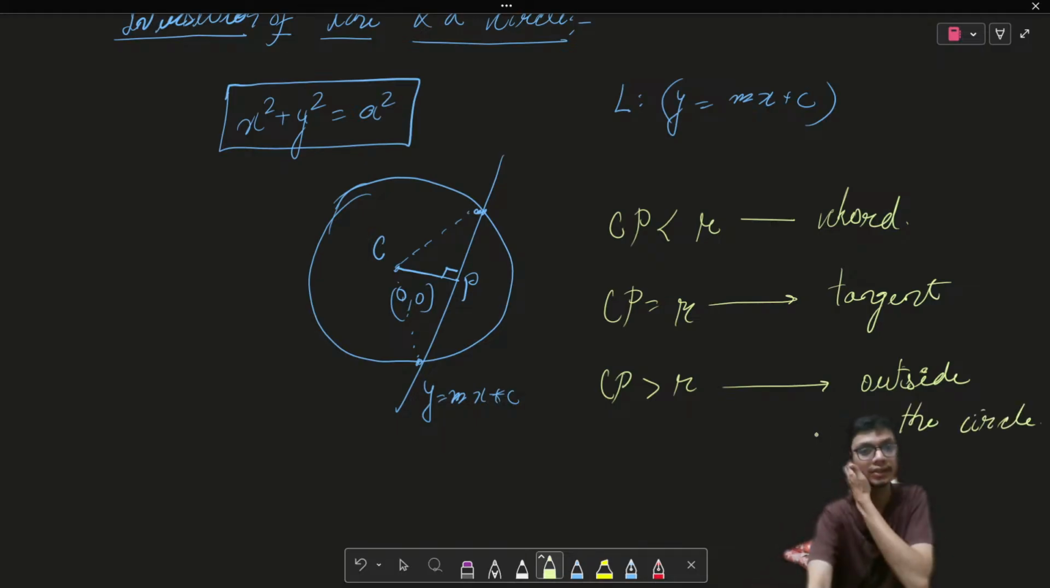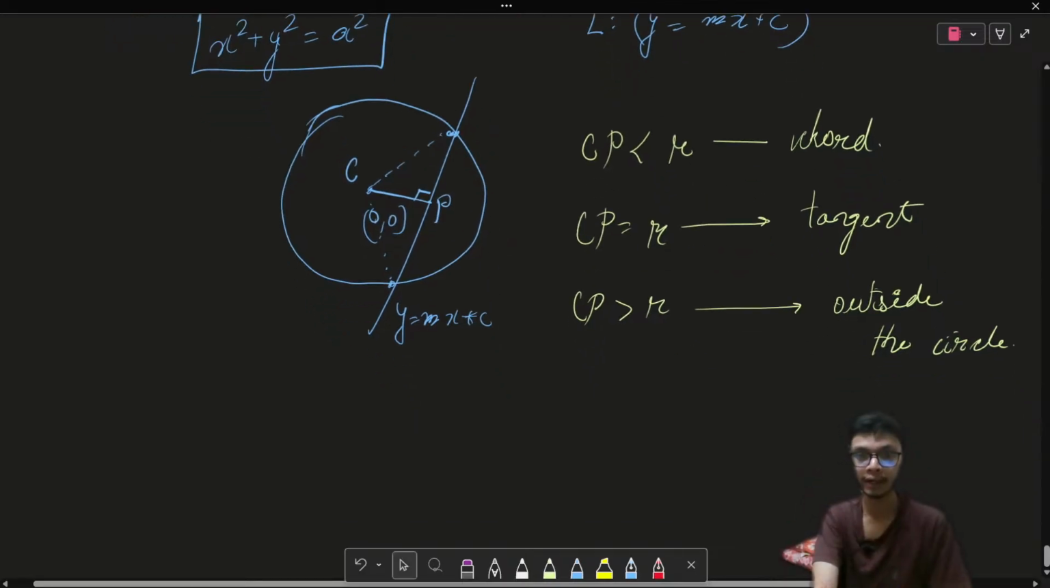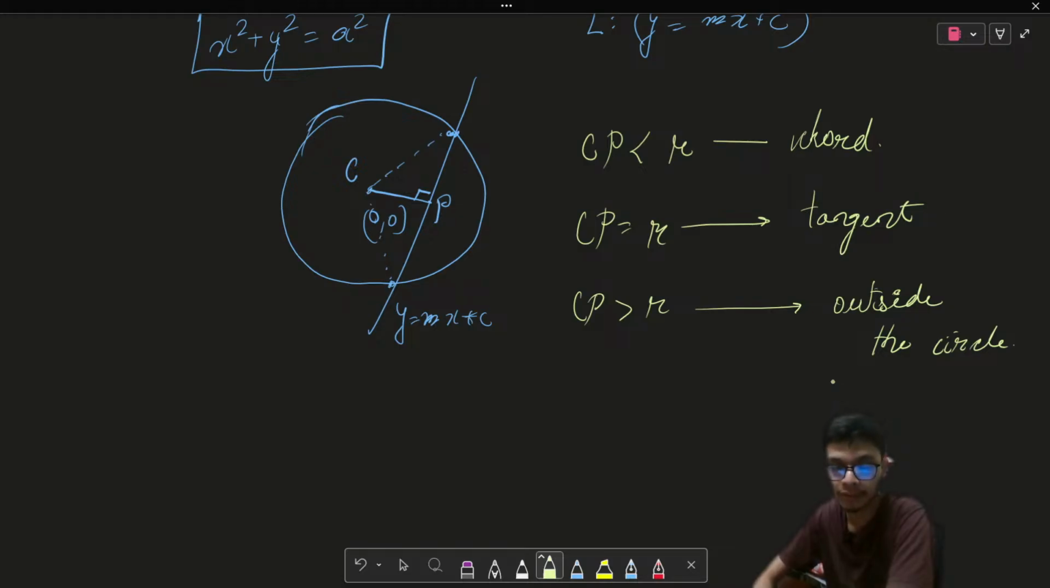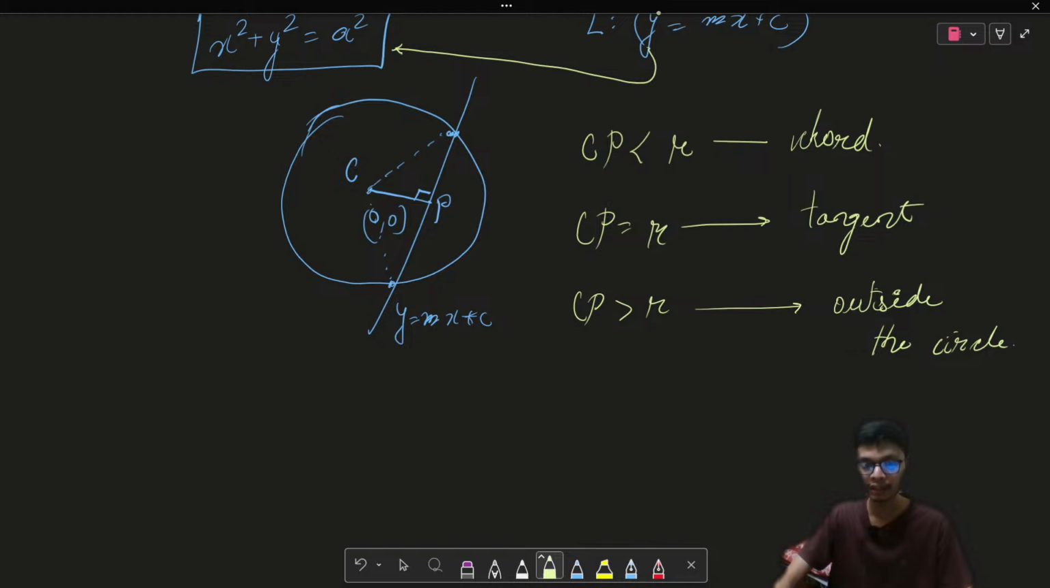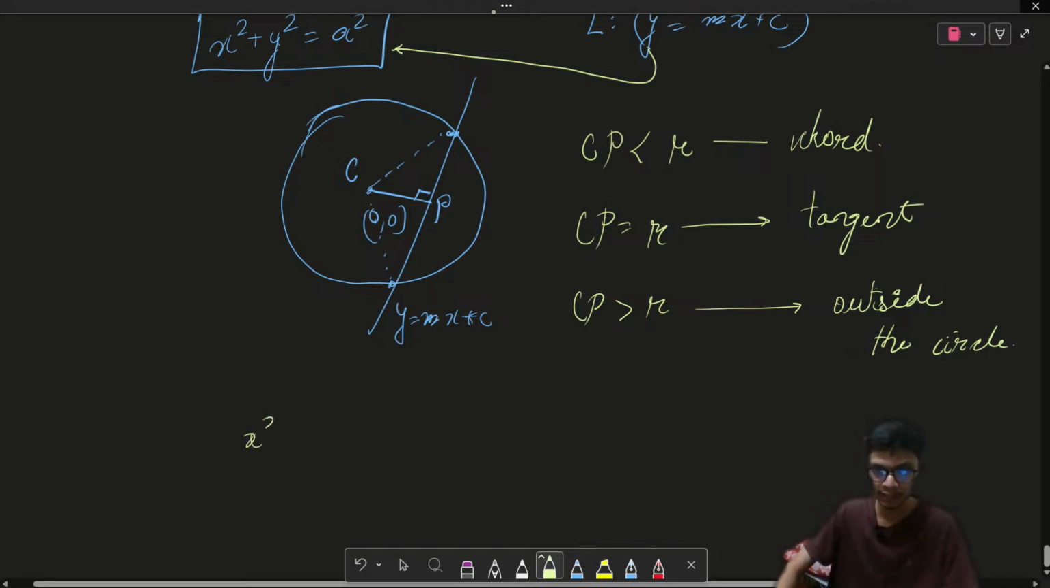All right, so this is the important concept that we need to solve for. Now, how am I going to solve for it, and at how many points am I going to check it? What I can do is substitute this value of y in this particular equation, and I will get a quadratic in x.